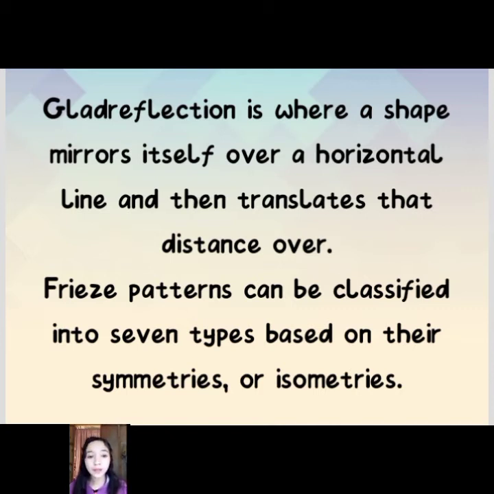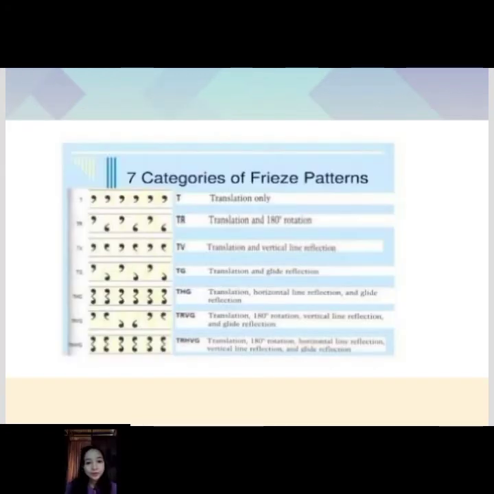Frieze pattern can be classified into 7 types based on their symmetries or isometry. So, ang first frieze pattern rather have ma-identify o ma-classify natin siya into 7 types sa base sa lahi-lahi nila nga symmetries or isometries. So we have 7 categories of frieze pattern. So first, we have translational only, and then TR, translation and 180-degree rotation. TV, it means translation and vertical line reflection. TG, translation and glide reflection.